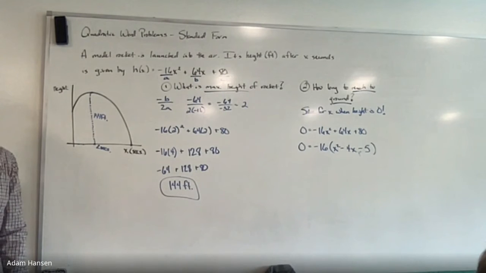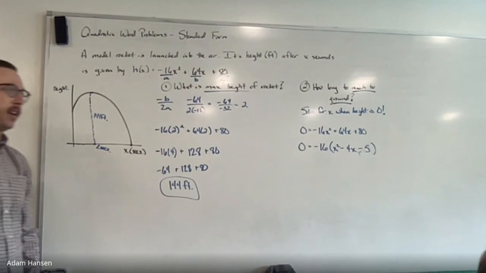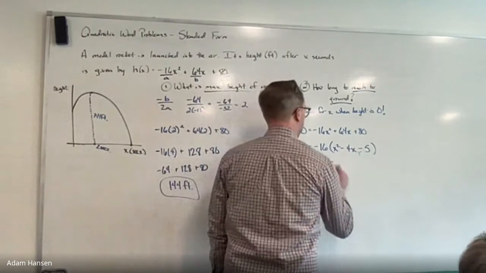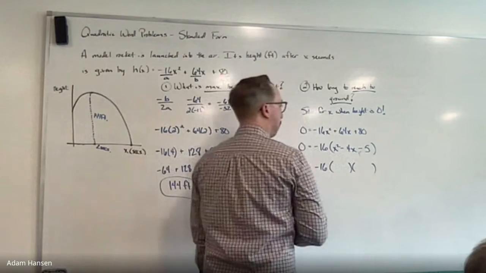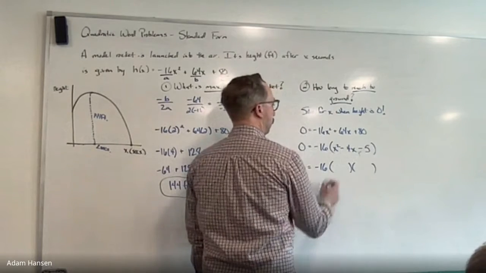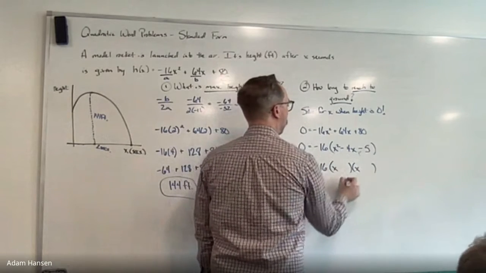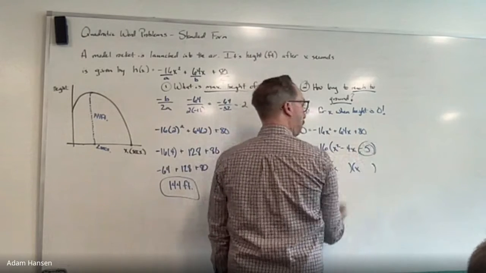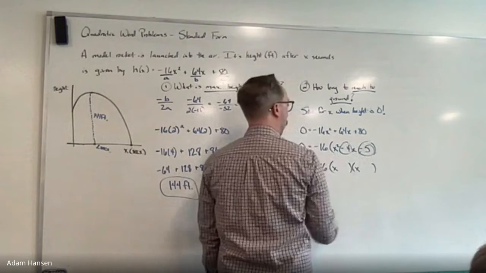Are we done factoring? No. Okay, keep breaking it apart. It's got to multiply to make negative 5 and add to negative 4, so it'd be negative 5 and positive 1.